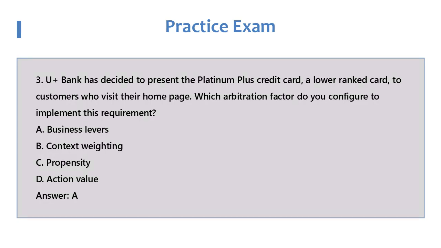3. U+ Bank has decided to present the Platinum Plus credit card, a lower-ranked card, to customers who visit their homepage. Which arbitration factor do you configure to implement this requirement? A. Business levers. B. Context weighting. C. Propensity. D. Action value. Answer: A.